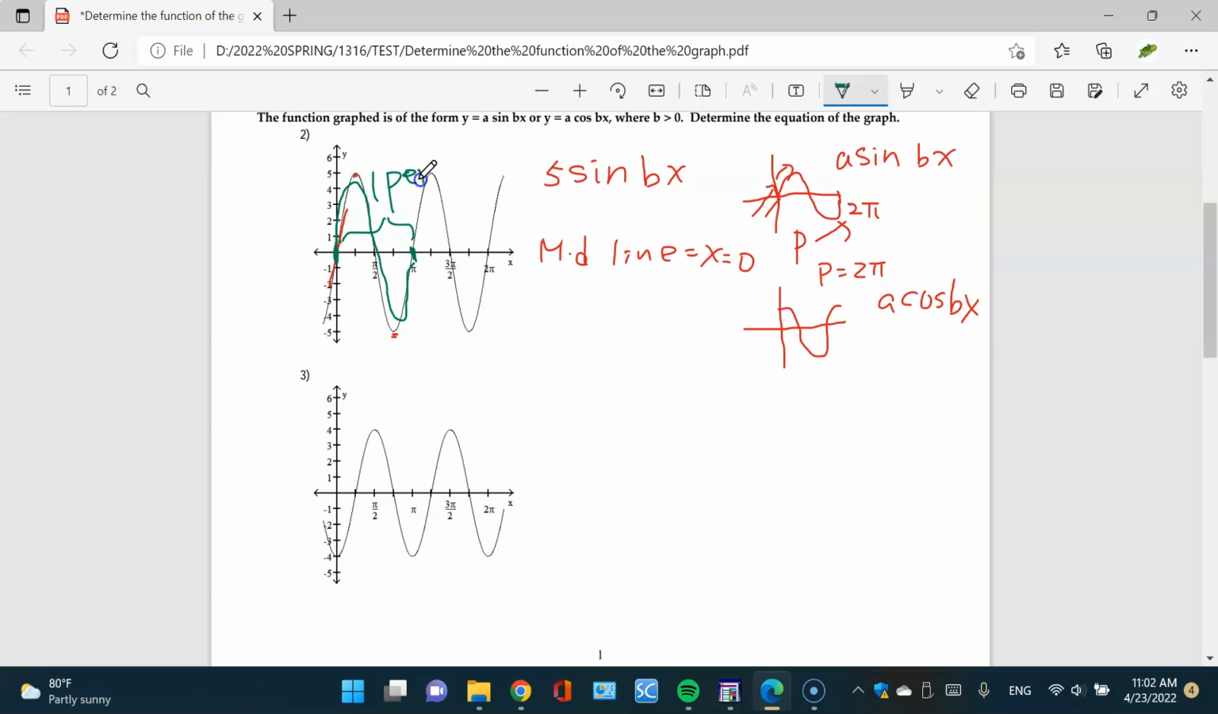So 1 period. If you look at the distance of the 1 period, it's pi. So write down the formula. P is equal to 2 pi over B if they change the frequency within the period. So P, we know is pi. So we take the 2 pi divided by unknown B. So for sure, B must be equal to 2. So now we can write down the function of this graph. So the function of this graph is pi multiplied by sine 2x.